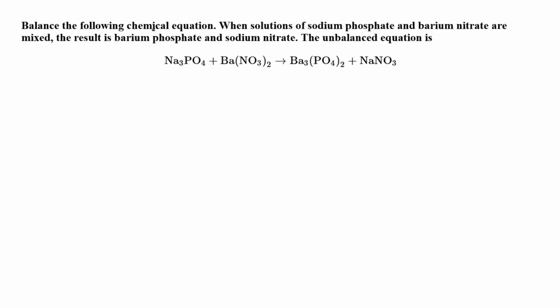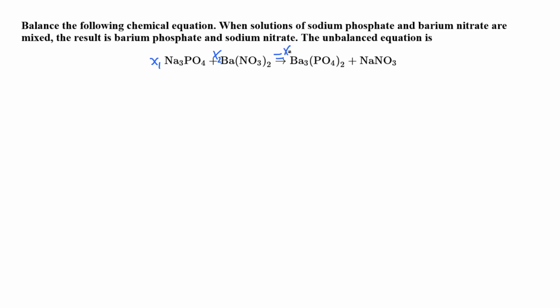Balance the following chemical equation. Okay, so we have this chemical equation, and we've got Na, sodium. Here we've got 3 atoms, here just 1. So we basically want to multiply the whole thing by some number, let's say x1, multiply by another number x2, and we're going to make it an equal number of atoms.